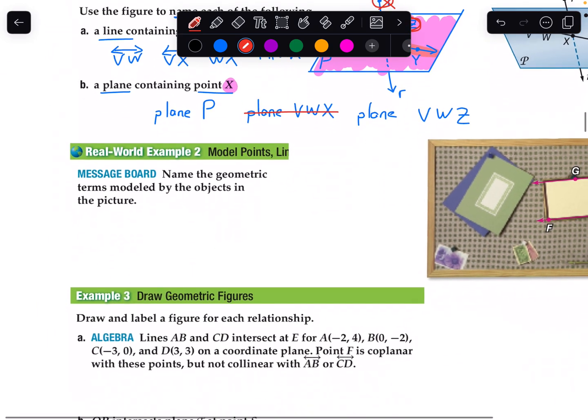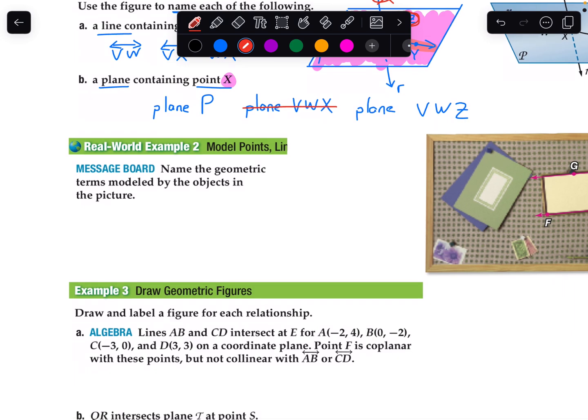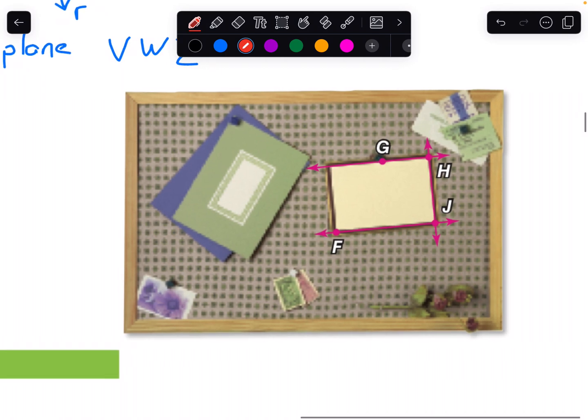On to example 2. Modeling points, lines, and planes. We are asked to name the geometric term modeled by the objects in the picture. So let's get a good look at the picture. It looks like a bulletin board. We've got some cards and some pictures pinned to the board, and there's a few objects over here that have been highlighted. There's some lines and points that have been labeled for us.